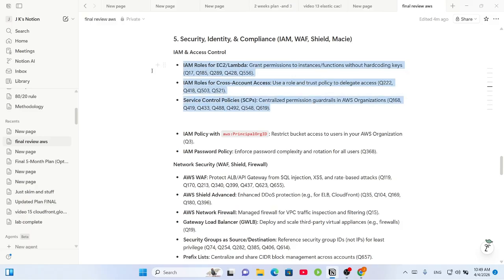These three are key, where we have a lot of questions coming from. We know that roles are what you use when, for example, I have an EC2 instance and I want to access S3 from it. I won't be able to access it if I don't assign an IAM role to the EC2 instance allowing S3 access. Only then can I access S3 from my EC2 instance, right?